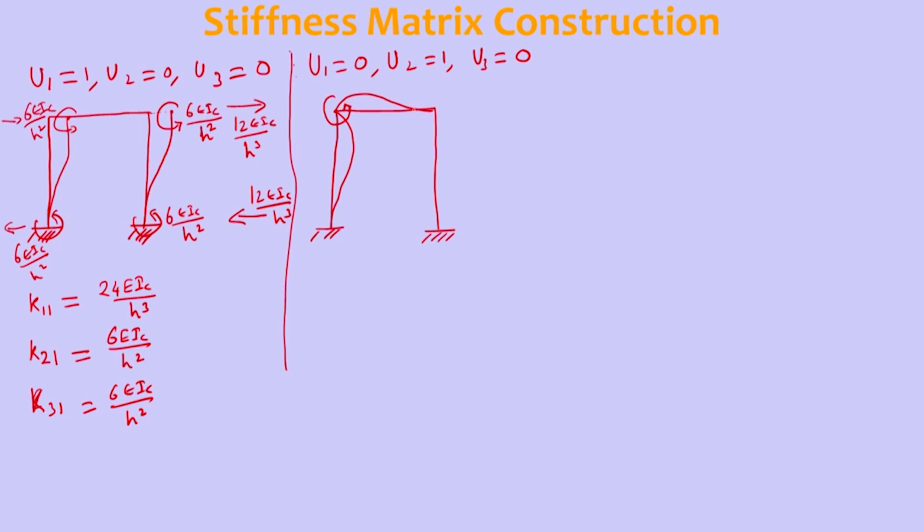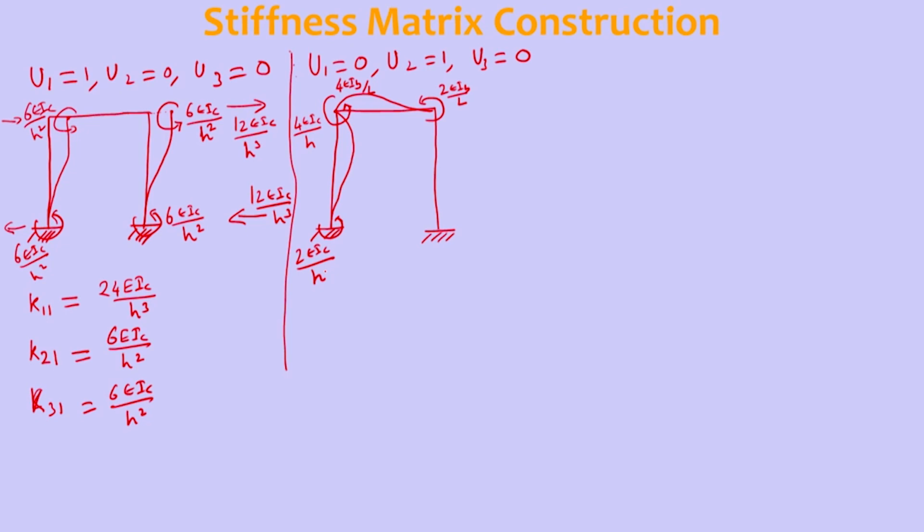When we give 1 unit anticlockwise rotation here, where the far end is fixed, how much moment is needed if you look at only the beam? It is 4 EI beam by length, and here 4 EI column by H, and here 2 EI beam by L, and here 2 EI column by H. So these are the forces which will act.